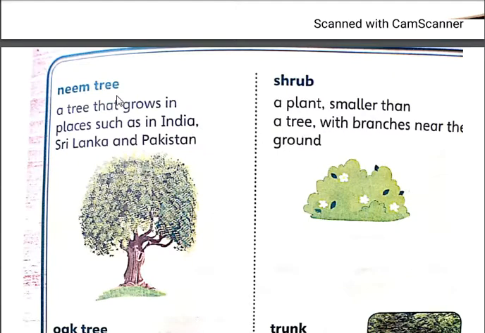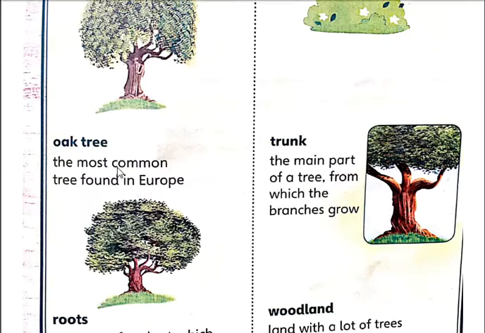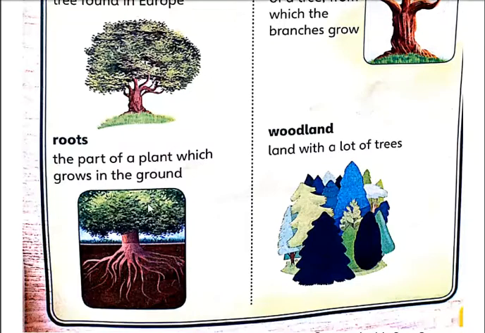Neem tree. What is a neem tree? The word is here, and this is the definition. A tree that grows in places such as India, Sri Lanka, and Pakistan. So these are called neem trees. Okay. Oak trees. What are oak trees? The most common tree found in Europe. They are called oak trees. Roots. What are roots? The part of a plant which grows in the ground. We all know roots. Okay.